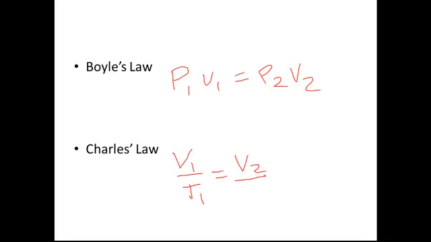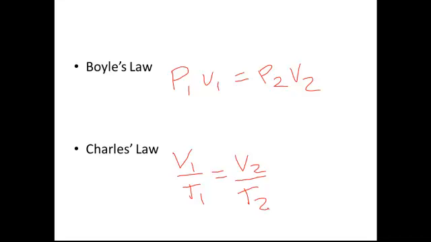So as we've already learned, Boyle's law is P1 V1 equals P2 V2. And as we know, pressure and volume have an inverse relationship. When one goes up, the other one goes down. And then with Charles' law, we've learned that V1 over T1 equals V2 over T2. I would make sure I'm writing this information down in my notes.